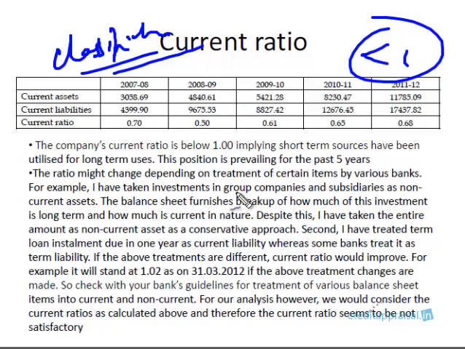So there's something called investments in group companies. Now, investment in group companies has been taken entirely as non-current assets, but actually the balance sheet of JSW has given the breakup between how much of this investment is current and how much is long term. So if you take that into account, the current ratio will definitely improve.